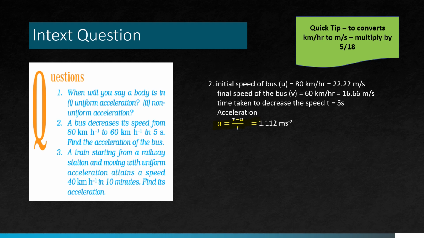Similar to this is the third question, which says a train starting from a railway station and moving with uniform acceleration attains a speed of 40 kilometers per hour in 10 minutes. Find its acceleration. So, since there is no initial speed mentioned, we consider it to be 0, of course, because it is starting from the railway station. Then the final speed is mentioned. We'll convert it into meter per second. The time is given, we'll convert into second, and then we'll find the acceleration by the formula mentioned.